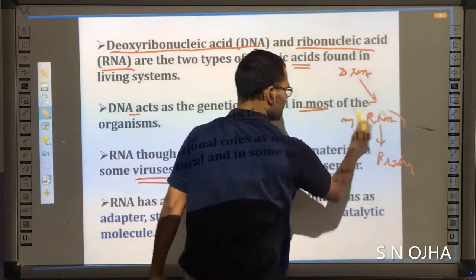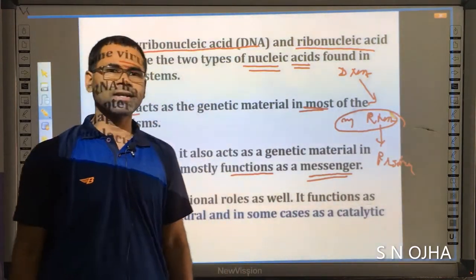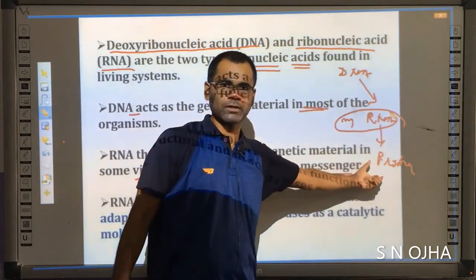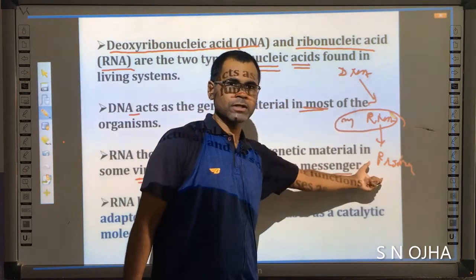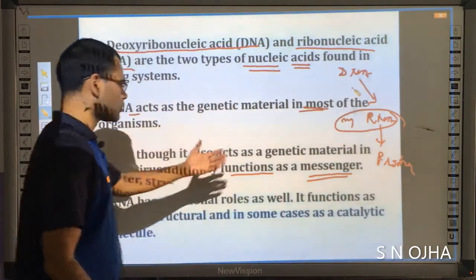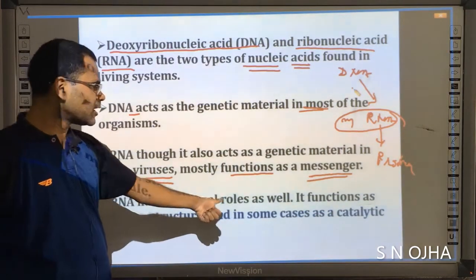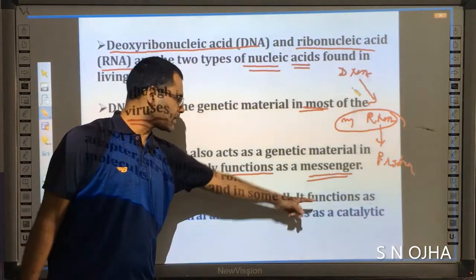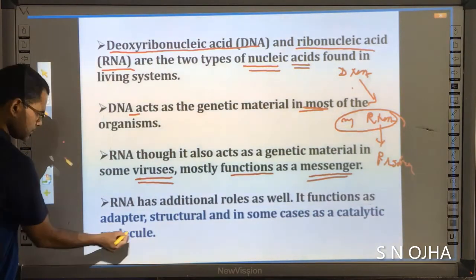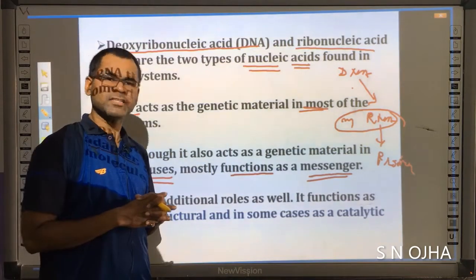So here mRNA, messenger RNA, rRNA, ribosomal RNA, and tRNA, transfer RNA, all three families of RNA are responsible for coding a protein, and that's why our proteins are based upon the type of genetic material we have. So here it is acting as a messenger. Well, RNA has an additional role as well. It functions as an adapter molecule. Just now I was discussing the adapter molecule.